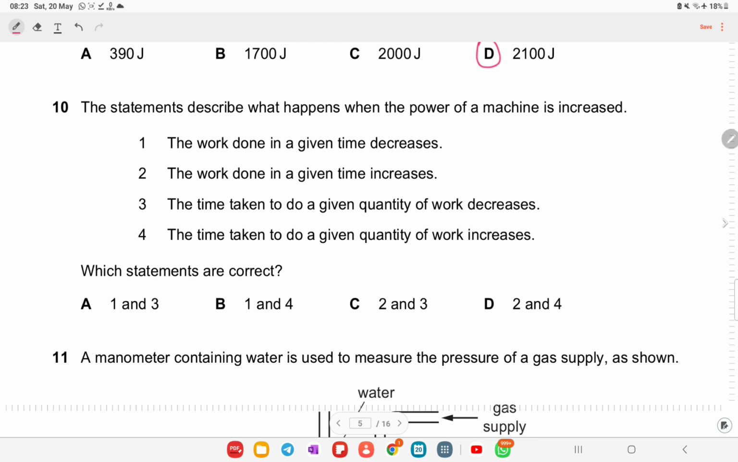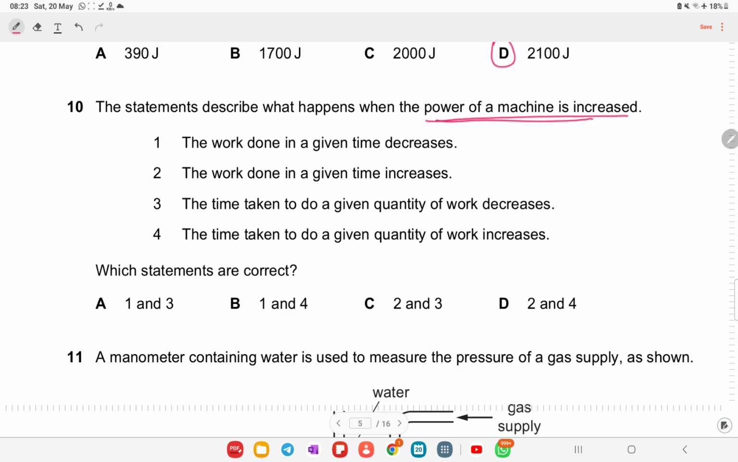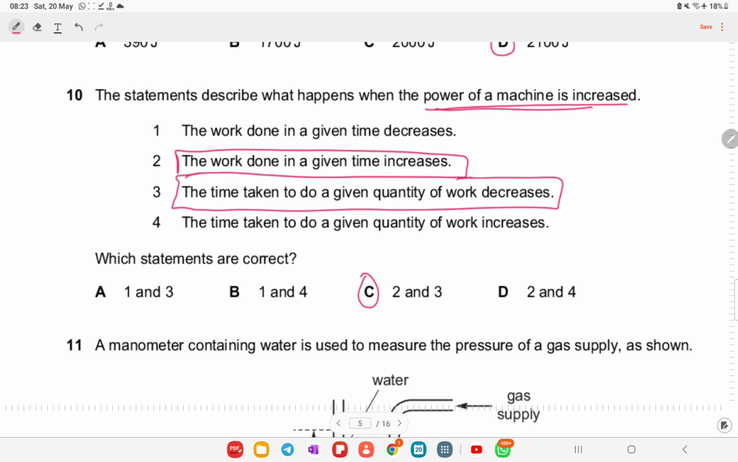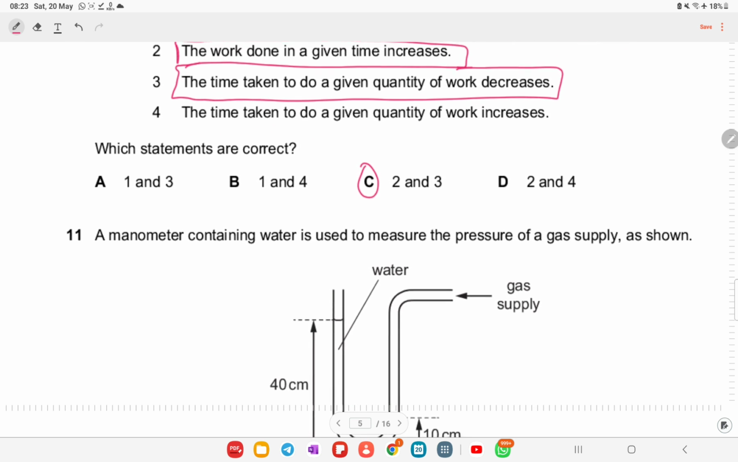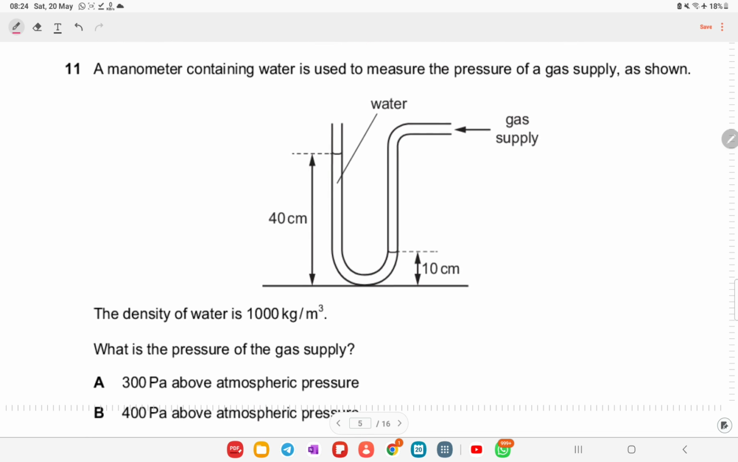The statement describes what happens when the power of a machine is increased. So what will happen when the power of the machine increases? The work done in a given time is going to increase, and the time taken to do a given quantity of work is decreased. So the time is going to decrease and the amount of work is going to increase. So option C is the right answer. This question came in other variants of the paper as well. So an easy question again.